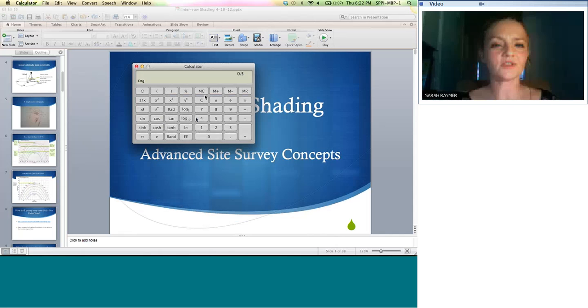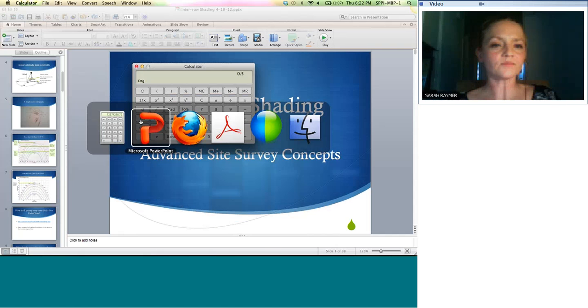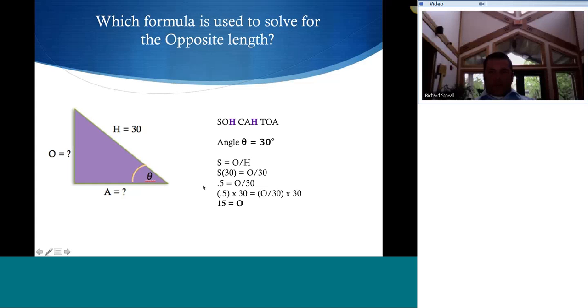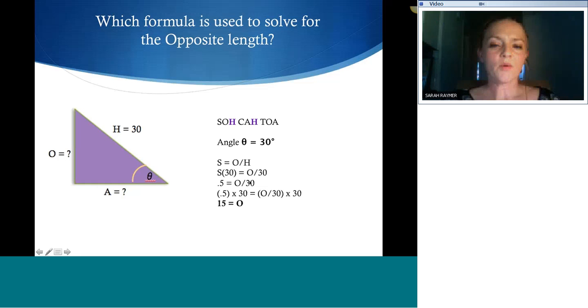It's really just punching the right numbers. So 30 sine is 0.5. So we have 0.5 is opposite over 30. Now we're going to solve for the O. We multiply both sides by 30, which 0.5 times 30 is 15. So then we know that the opposite is going to be 15, where the hypotenuse is 30.